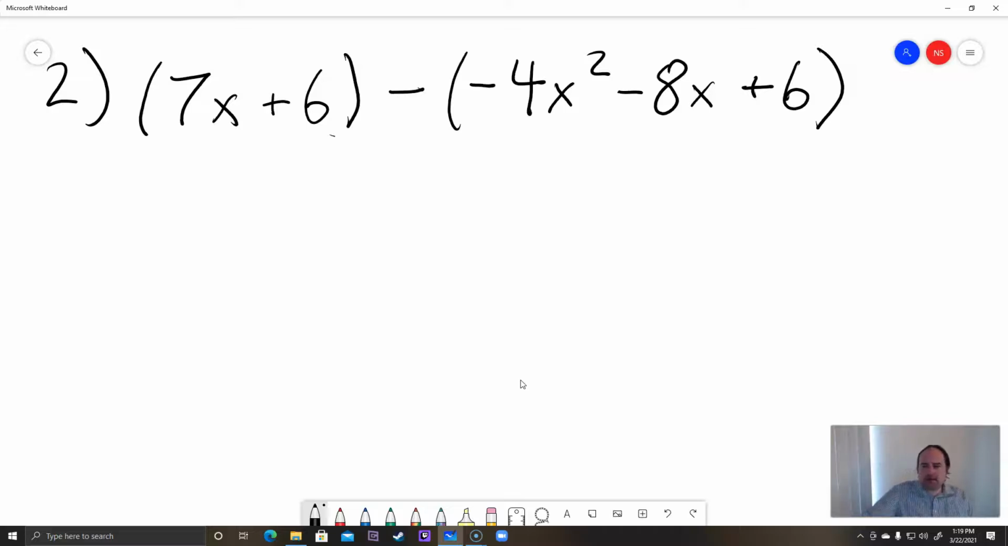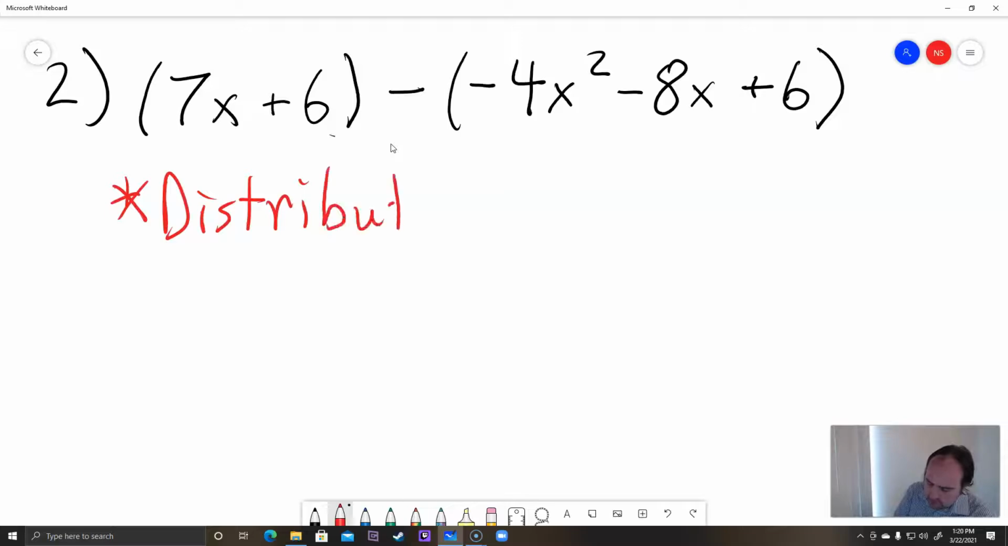As you can see, this is subtracting polynomials, not adding them, because there's a minus out front here. And subtracting polynomials has one extra step. When you're adding, you just get rid of the parentheses and then you combine like terms. If you're subtracting, however, you need to distribute the minus first. So first step is to distribute the minus.